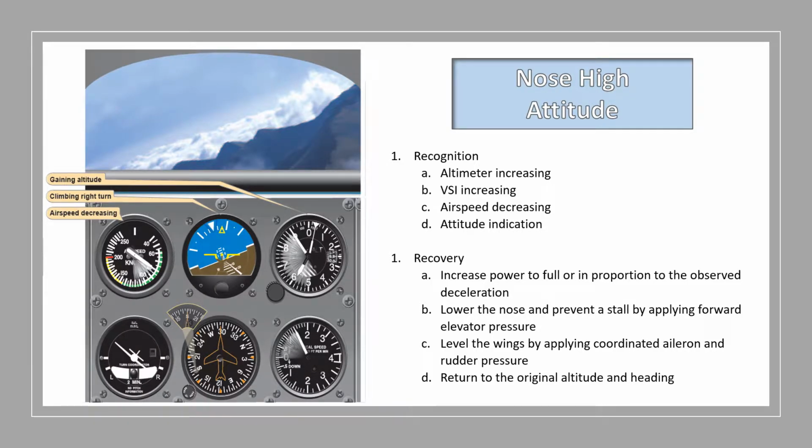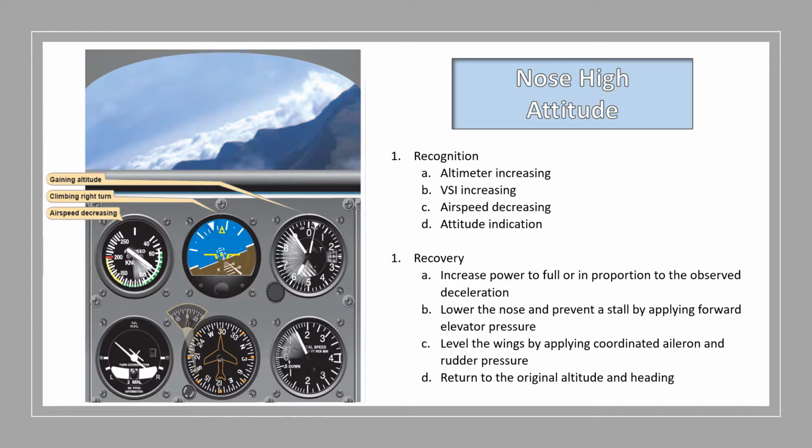First and foremost, with any unusual attitude, we have to recognize it. One of the ways we can do that is by simply looking at our gauges and trusting in them. We will see an increasing altimeter and an increasing vertical speed indicator. Our airspeed will be decreasing, and we can look at our attitude indicator as well to see the pitch of our nose and angle of bank, and get an idea of elevation as well. So how do we recover from that?